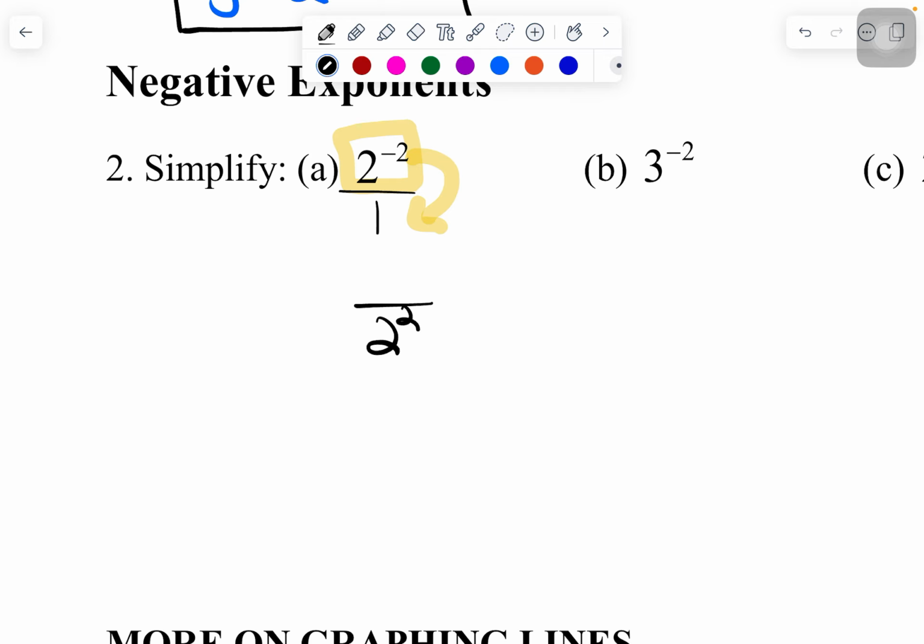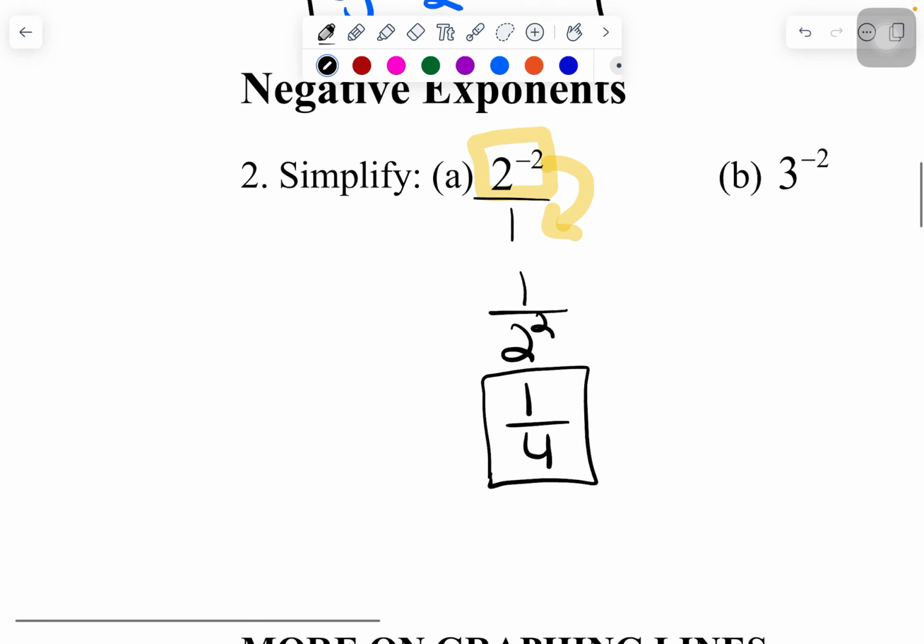Now, you cannot leave the numerator of a fraction just blank. There's no such thing as that fraction. So you can put a 1 there. And so 1 over 2 squared. 2 squared by itself is 4. So that becomes 1 over 4. Now, a couple of reasons why this works, and I'm going to show them to you so you understand this isn't magic. This isn't just, oh, you said so, so it works.